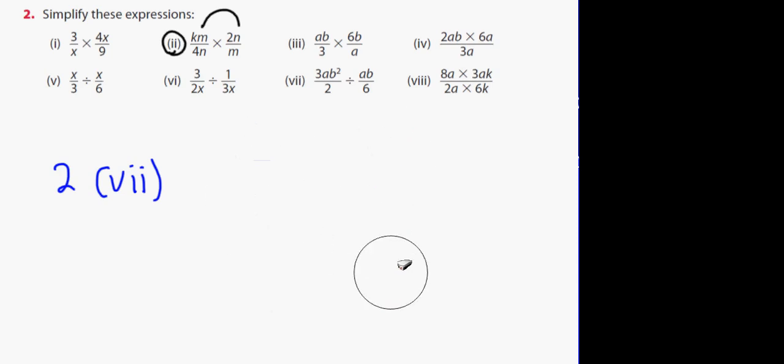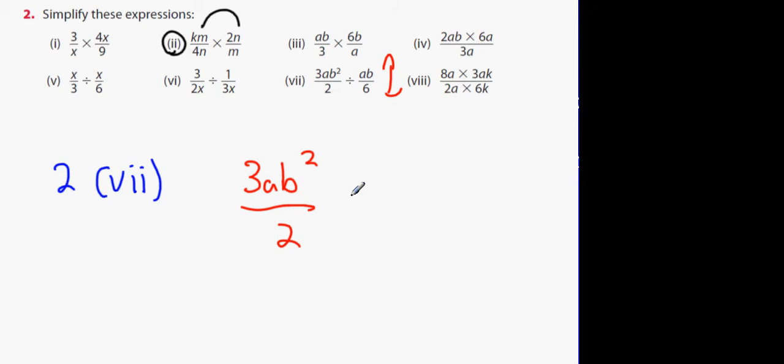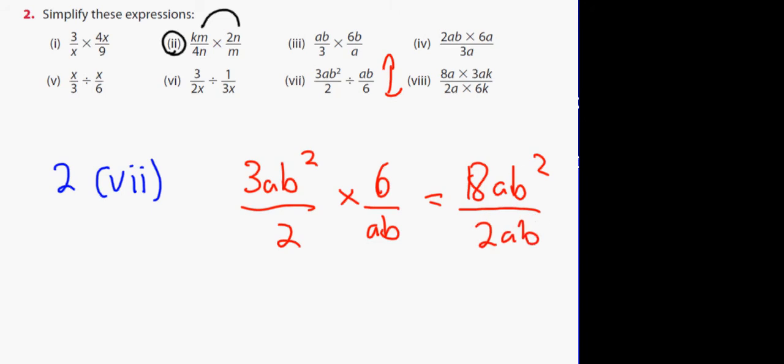Now, question 2 part 7 is no different. Turn the second fraction upside down. So you're going to get 3ab squared over 2, multiplied by 6 over ab. Multiply them quickly. 6 times 3 is 18, so we get 18ab squared, and 2ab on the bottom. The a's cancel. One b cancels with the squared, because it's meant to be bb over b, so two of the b's cancel, leaving one b remaining. What's 18 divided by 2? 9. So the answer is 9b.